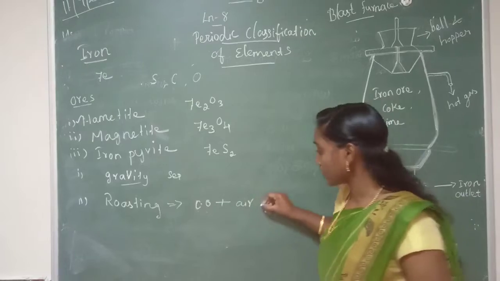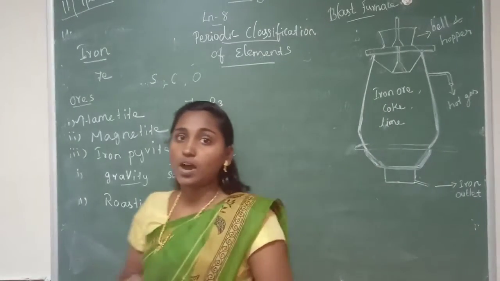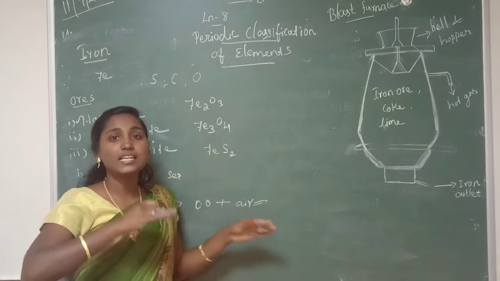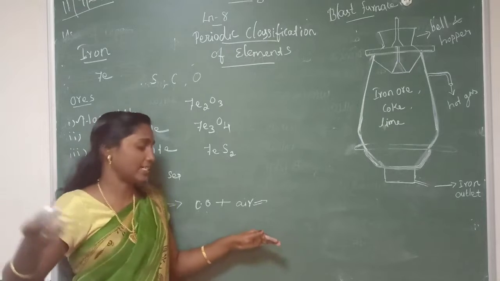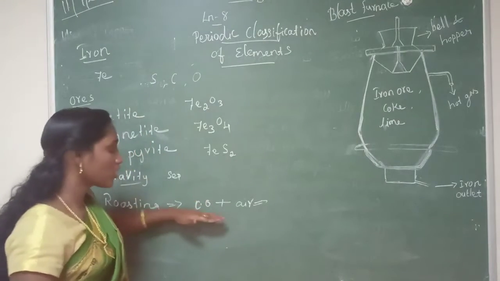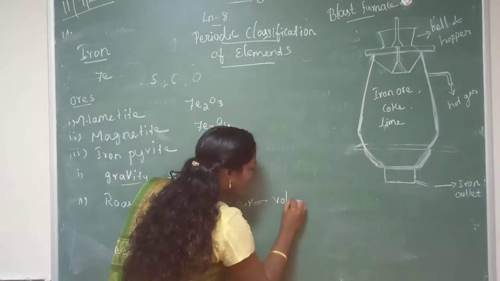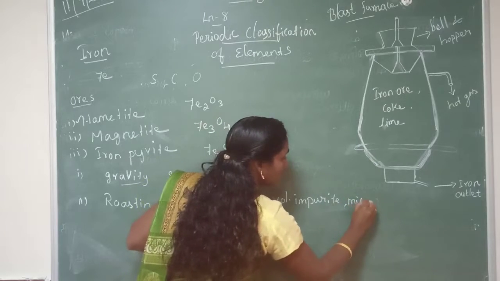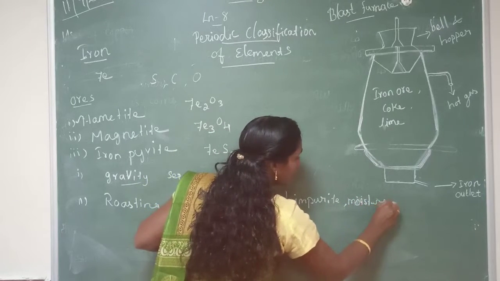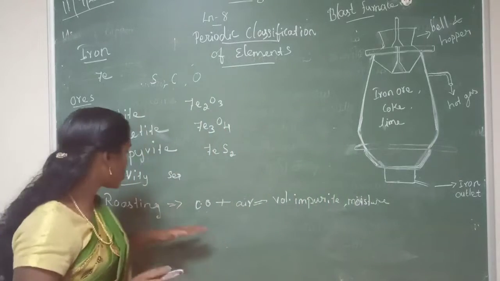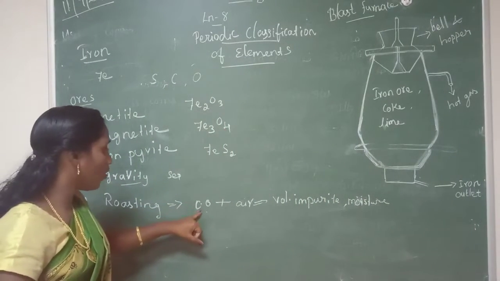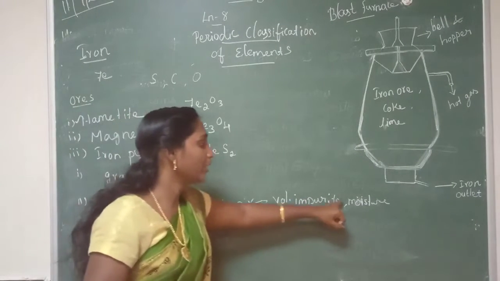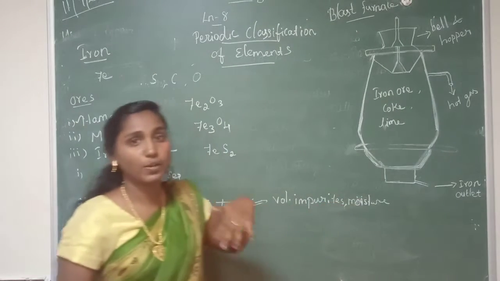During this roasting process, some volatile impurities are removed. Volatile impurities, as I explained in the last class, means easily liberated impurities, easily liberated substances. So during roasting, volatile impurities and moisture will be removed. Have you understood this roasting process? The concentrated ore is roasted in excess of air, and volatile impurities and moisture are removed.